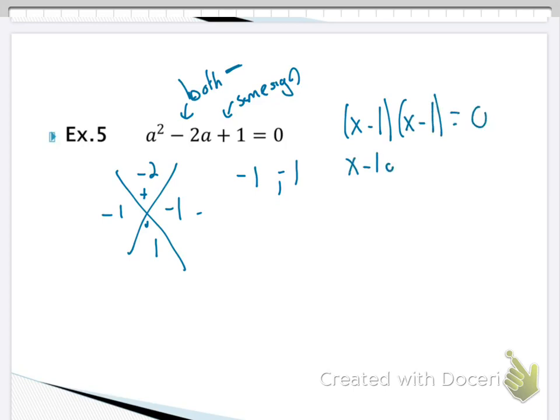You know that normally we write x minus 1 equals 0 or x minus 1 equals 0, but it's the same equation. I only have to solve 1. So when x equals 1, we see that this would make the equation equal to 0.